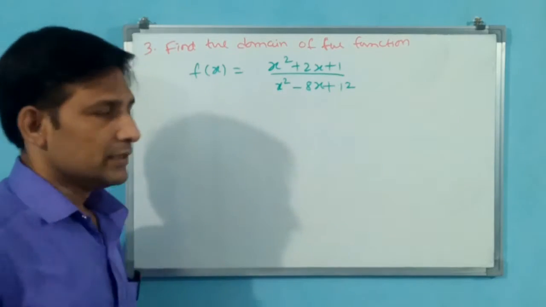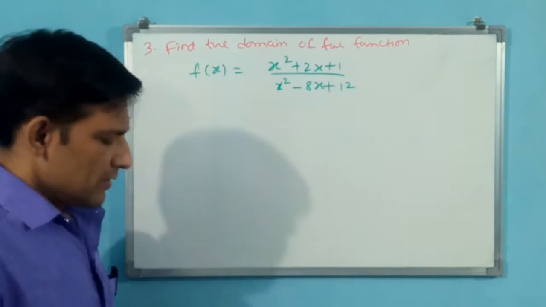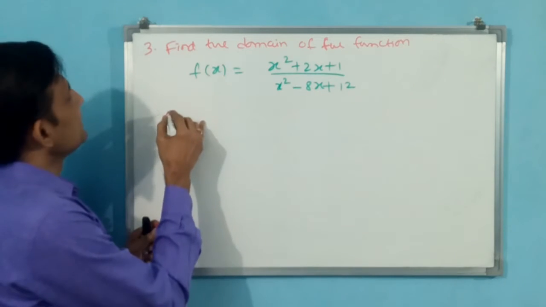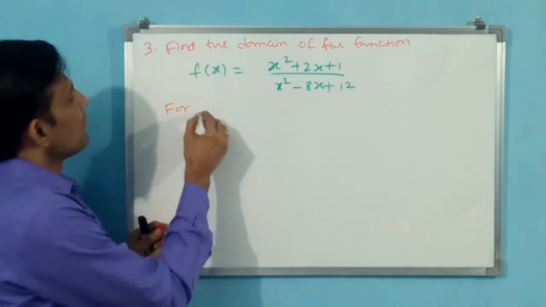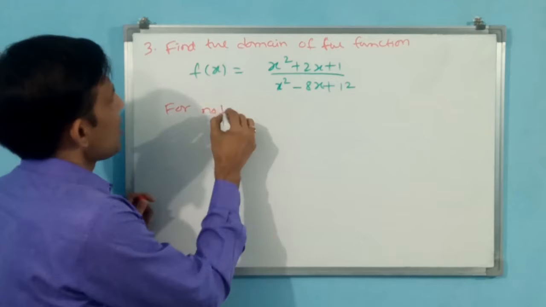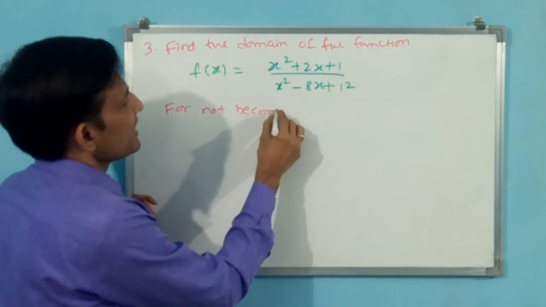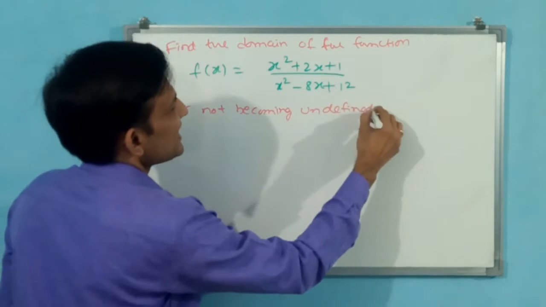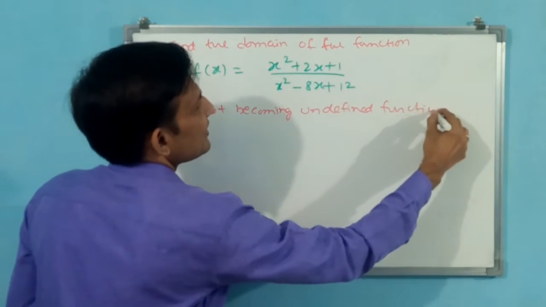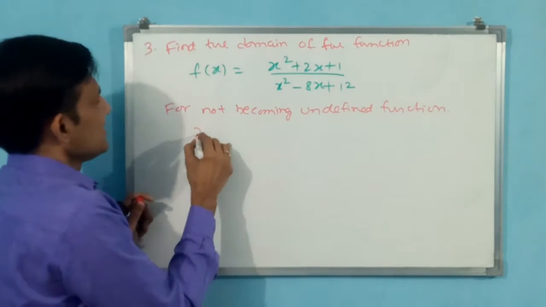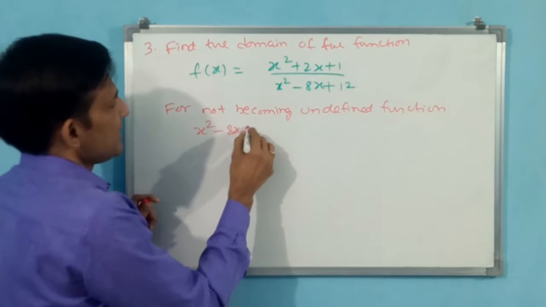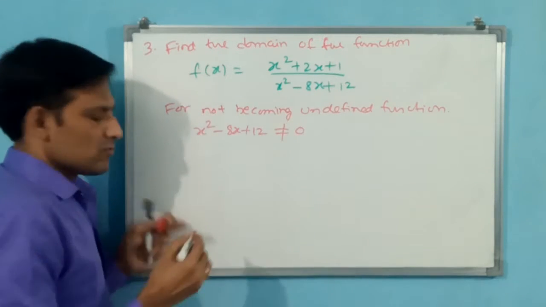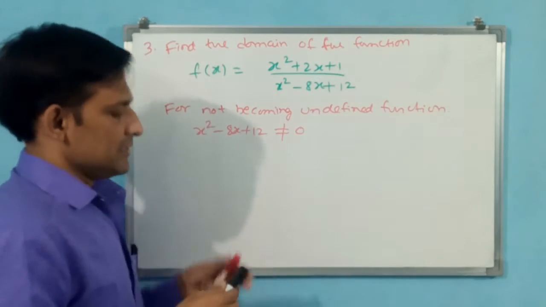Okay, like that. Now, what we have to see, we will write here: for not becoming an undefined function, x square minus 8x plus 12 should not become 0. This you have to write first. Then we will see.